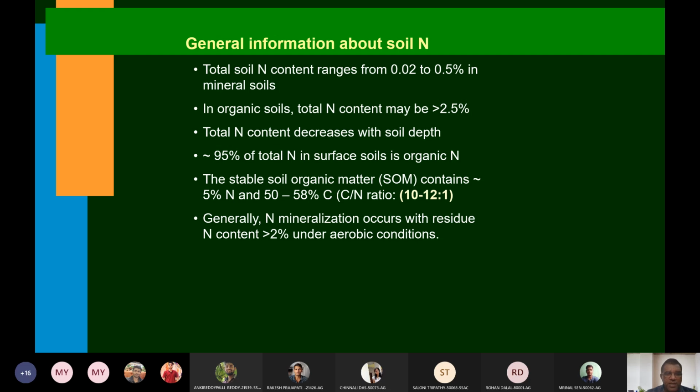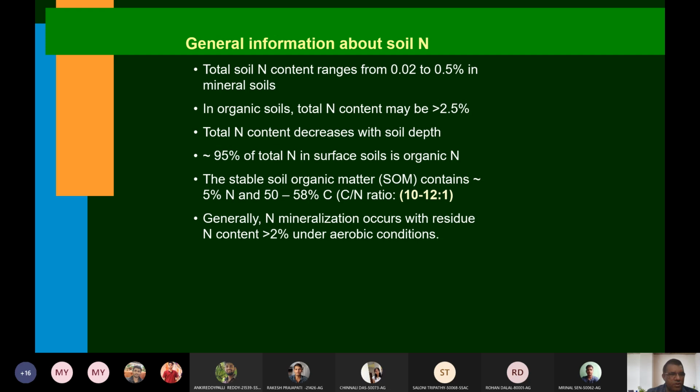Generally, nitrogen mineralization occurs with residue nitrogen content more than 2% under aerobic conditions. So on an average, of whatever nitrogen is there in the organic matter, about 2 to 3% is released or mineralized in 1 year.